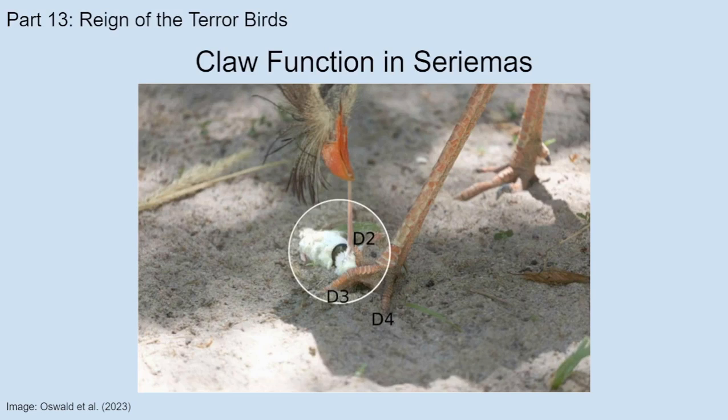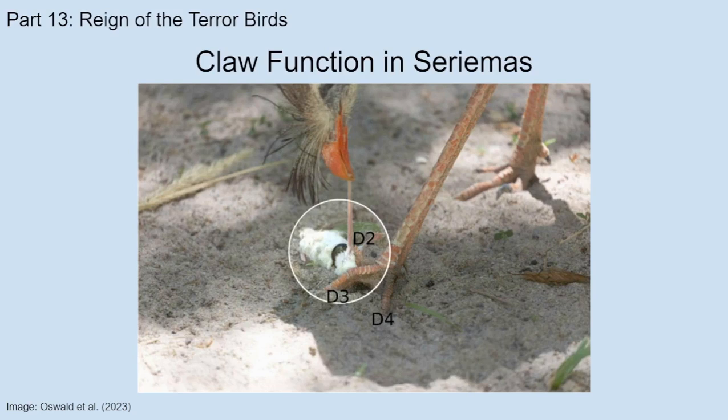And they did this in a few ways. They did this by giving the seriemas various toys to play with. For example, I think they gave them a key ring, and also a rubber snake, because seriemas will hunt snakes in the wild. And they observed how the seriemas interacted with these objects.